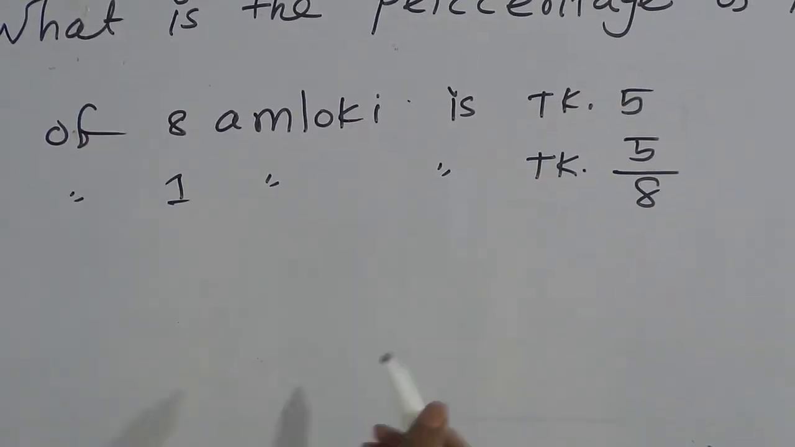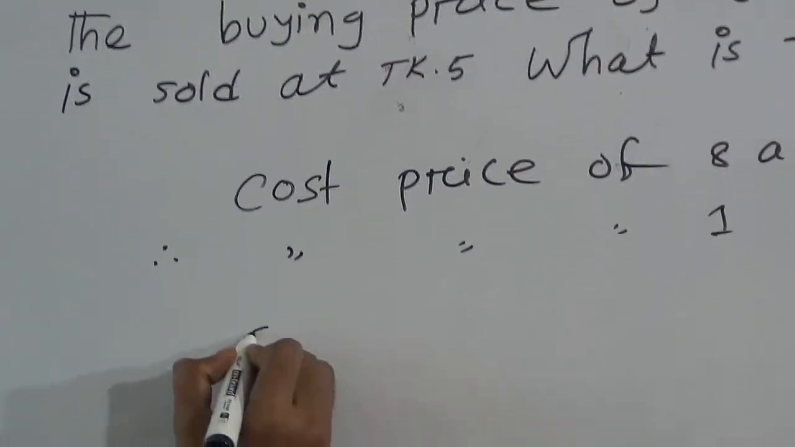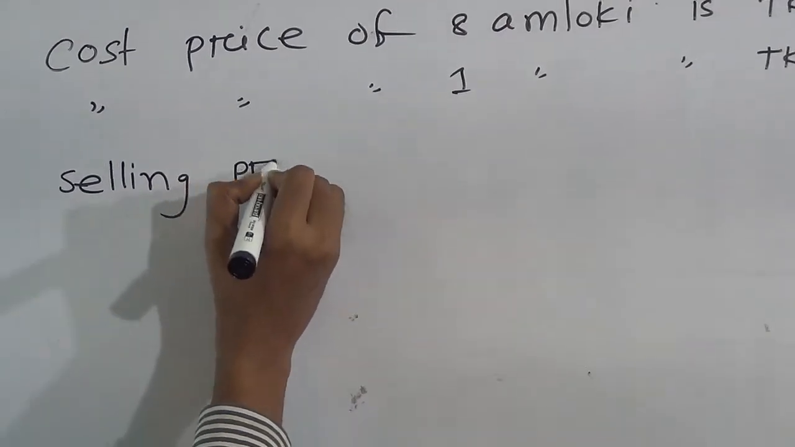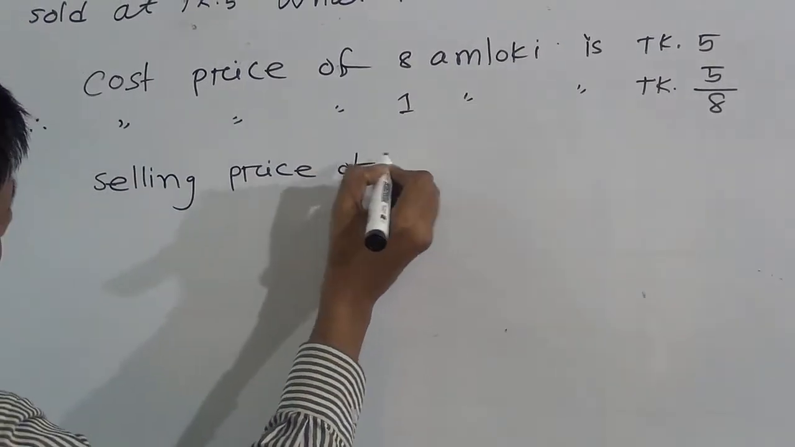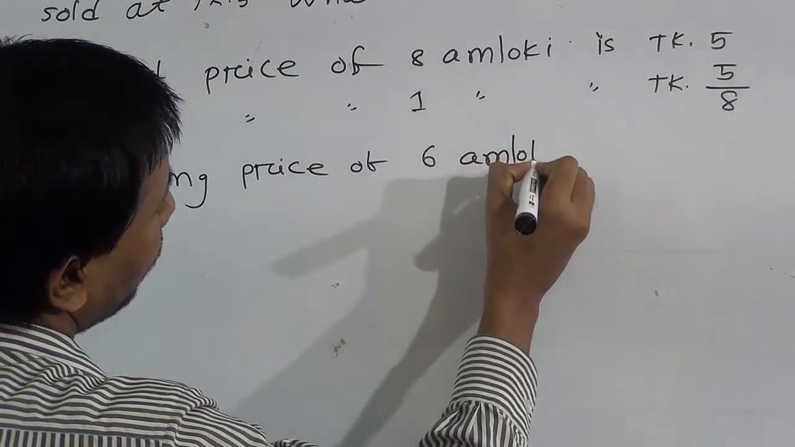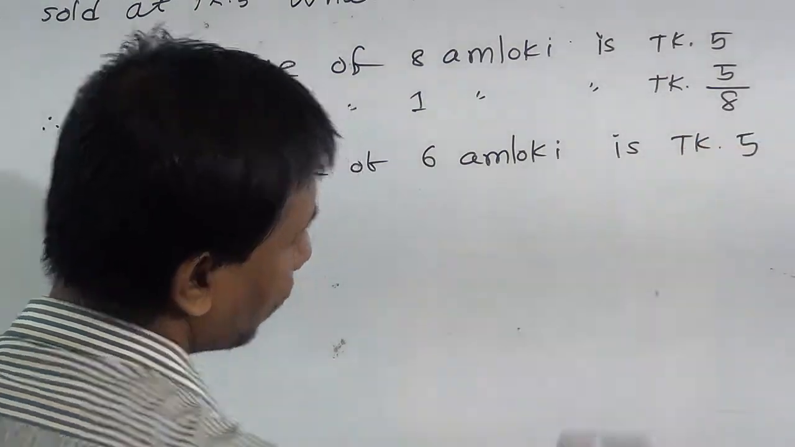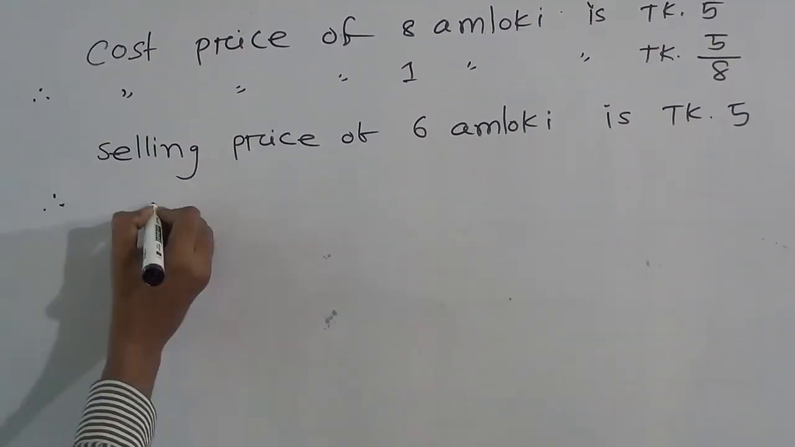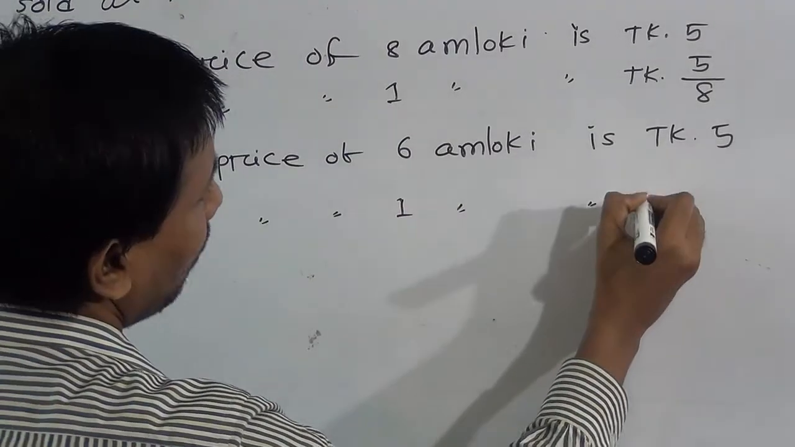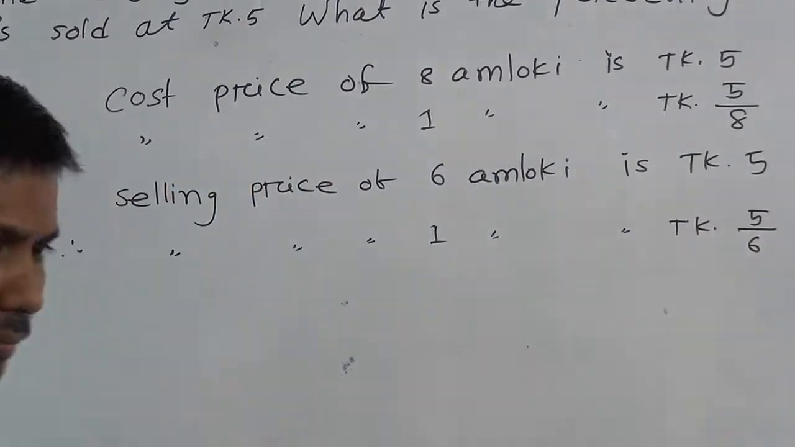Now, if 6 amloki is sold at taka 5, write: the selling price of 6 amloki is taka 5. Therefore the selling price of 1 amloki is 5 by 6 taka.